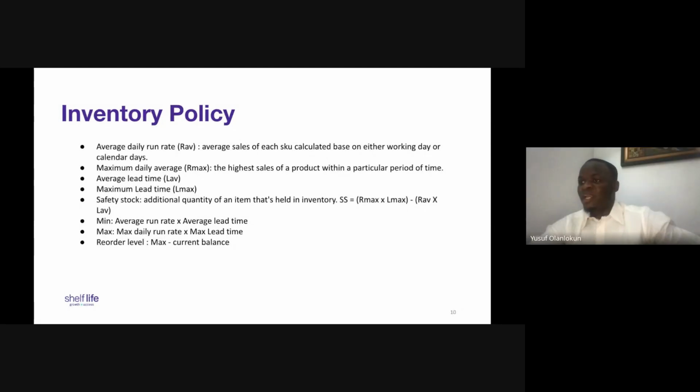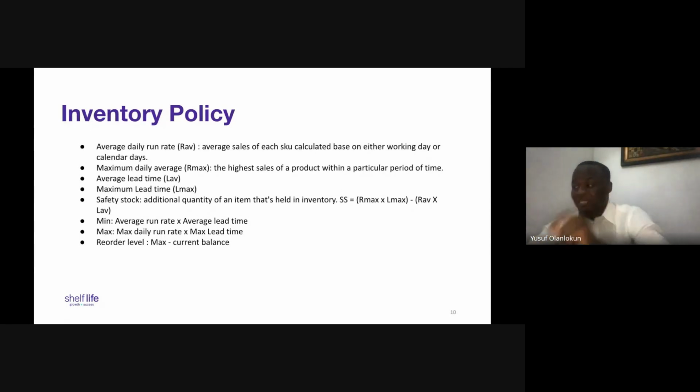All right. The next one is the minimum. The minimum is normally the reordering point. That is the point your inventory gets to where you have to place a new order. It is the average run rate multiplied by the average lead time. That's your minimum inventory. So let's say the average run rate is 30 and the lead time is 2. It means once you get to 60, you have to place a new order. You don't wait till you get to zero, because your lead time is 2 days and you sell 30 on a daily basis. If you are not applying any safety stock, once it gets to that 60, which is your minimum level, you place the order.